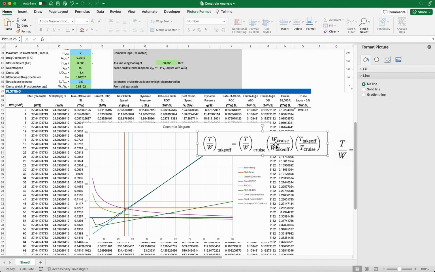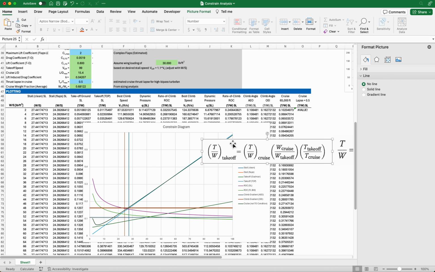But then we multiply by our cruise weight divided by our takeoff weight. That will decrease the value that's needed because our aircraft weighs less, so it's decreasing our thrust requirement. So let's add these two things. We're going to multiply by these two factors.